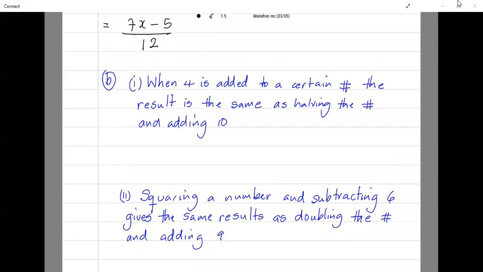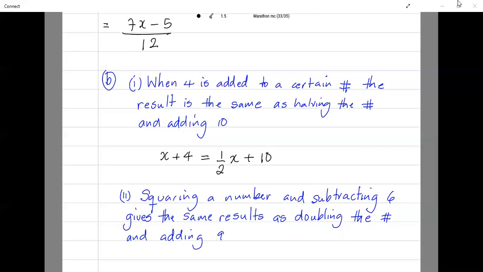In B, we're asked to write an equation in x to represent each statement below. It says do not solve the equation. So we're not to solve the equation, we should just write the equation. All right, so this says when 4 is added to a certain number, so if that number is x and I add 4 to it, the result is the same as halving the number and adding 10. So that will be half of the number, which is x, plus 10.